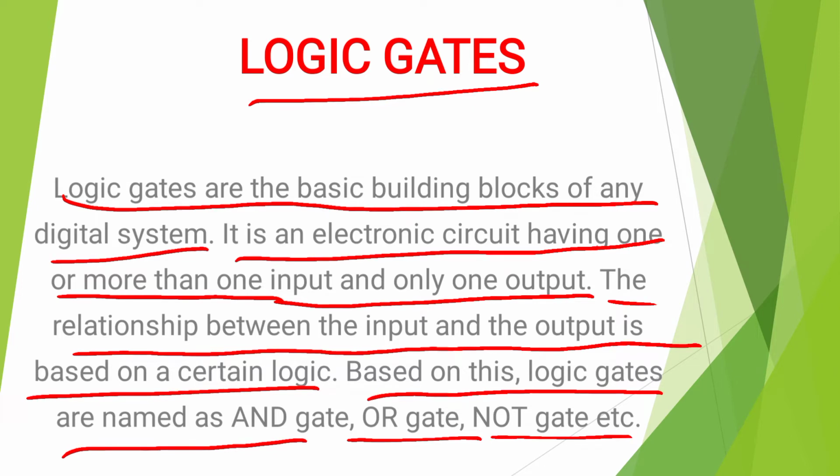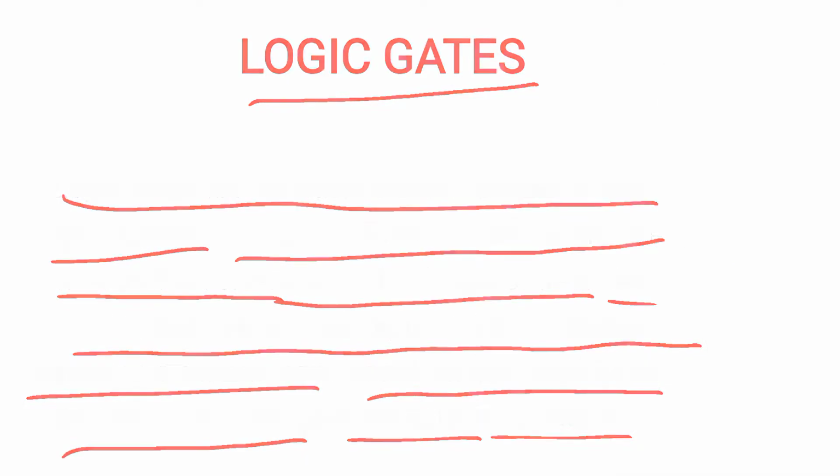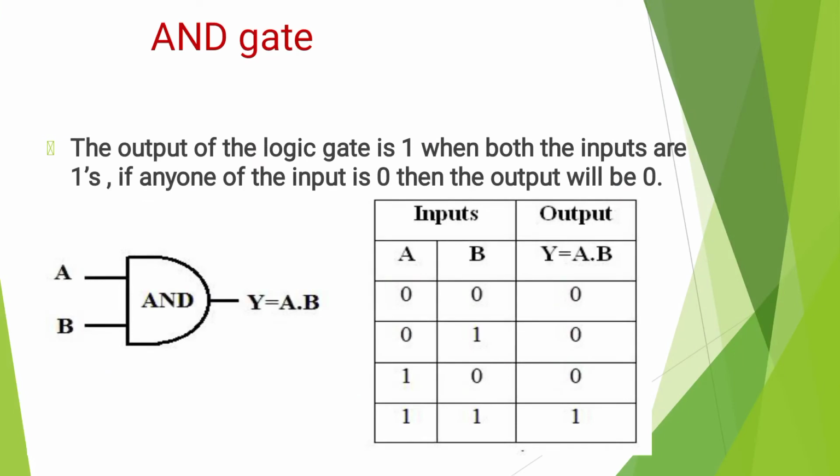Here are some of the logic gates. Besides these, we also have NAND gate, NOR gate, XNOR gate, XOR gate, like that. First, let's see what is AND gate. It's a basic thing. Let's see the definition for AND gate.